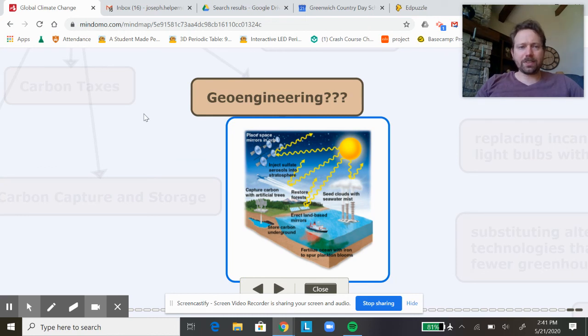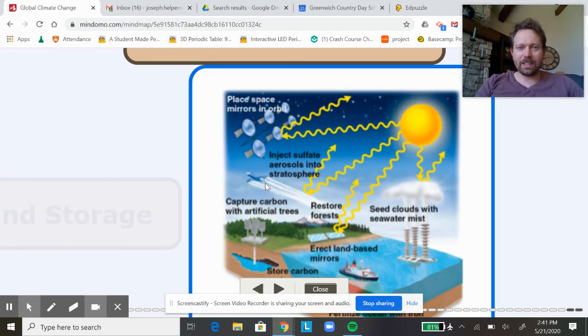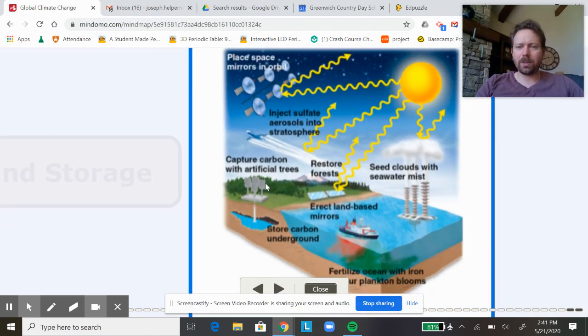A third way is through geoengineering. And there are many ways that are sort of big ideas that people have come up with, although they offer their own sets of issues too when we're doing big changes like this.